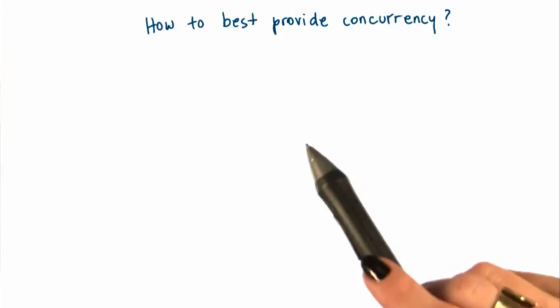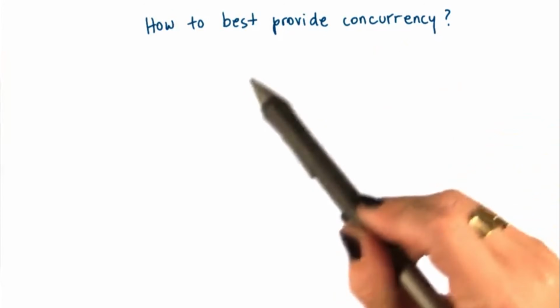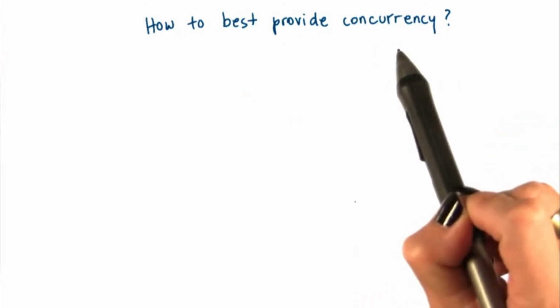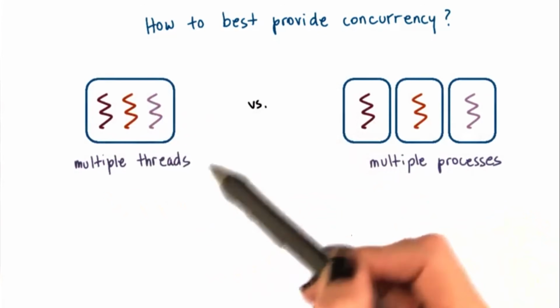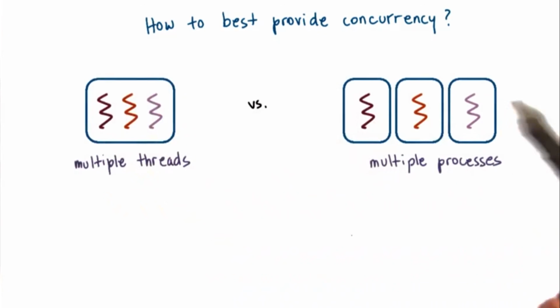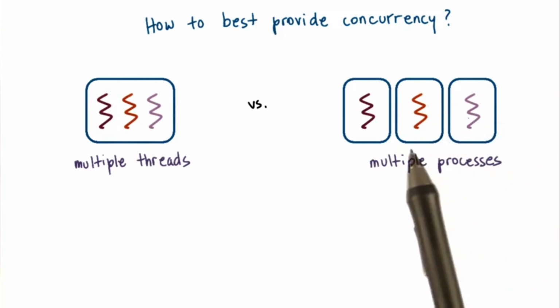To understand when threads are useful, let's start to think about what the different ways to provide concurrency are and what the trade-offs among those implementations are. So far we talked about multi-threaded applications, but an application can be implemented by having multiple concurrently running processes. We mentioned this in the early lecture on threads and concurrency. So let's start by comparing these two models.